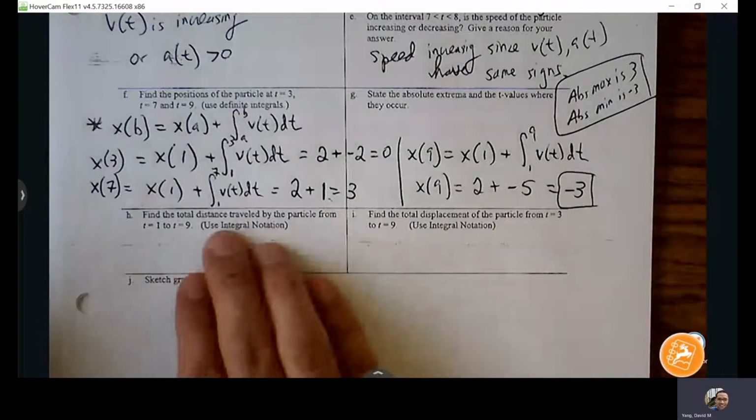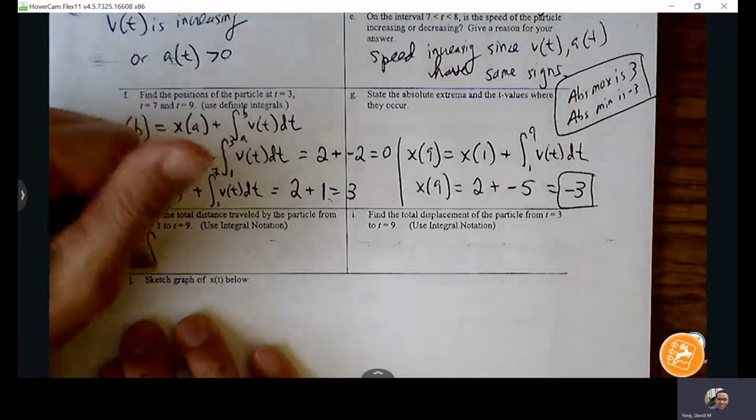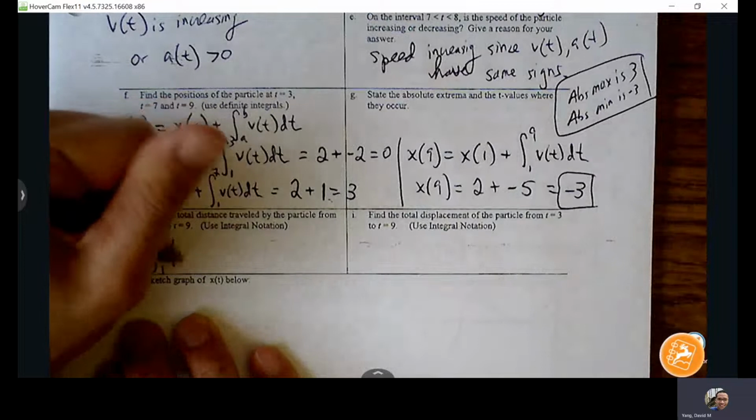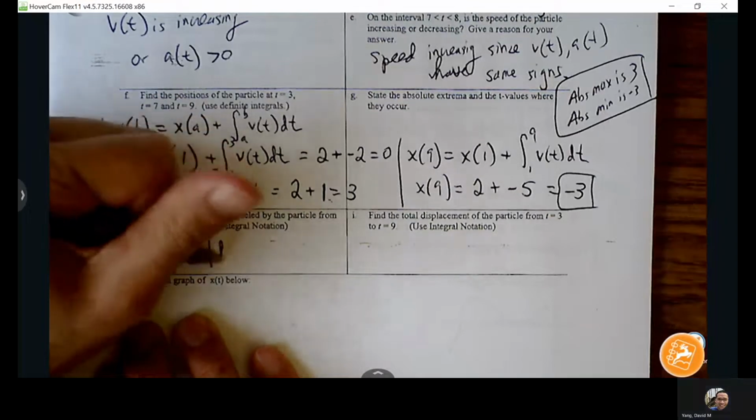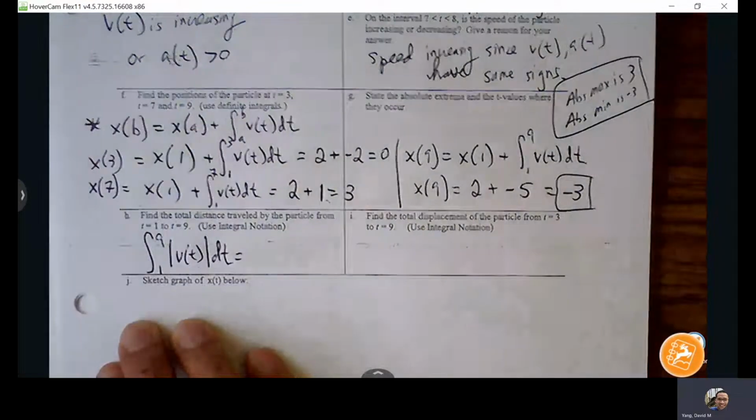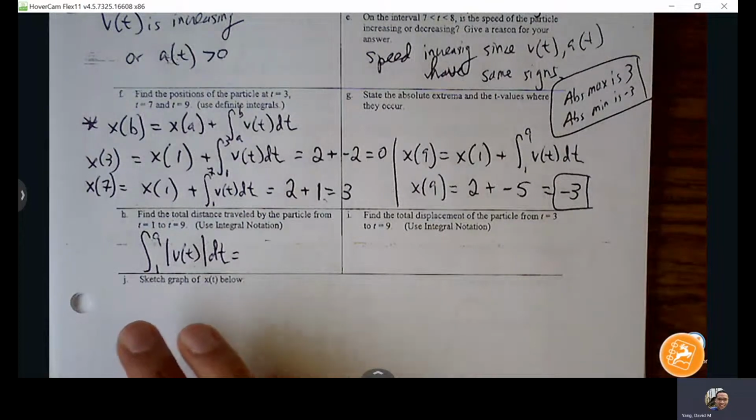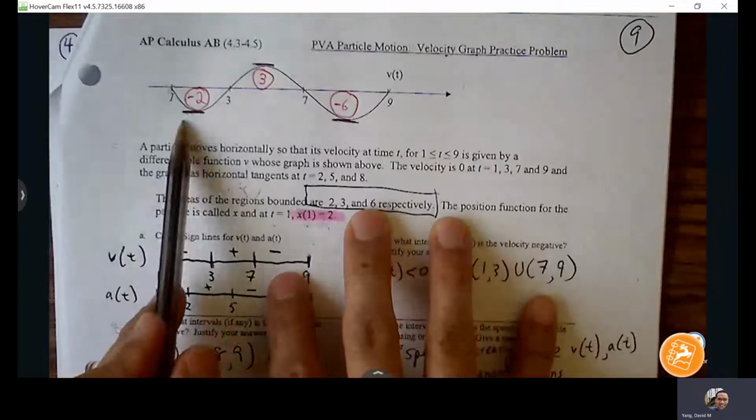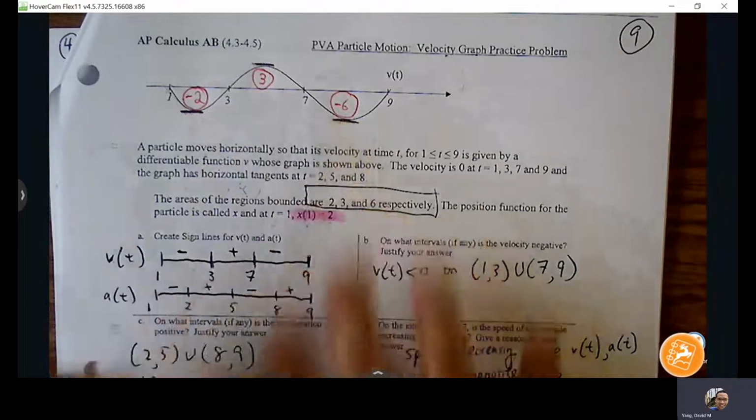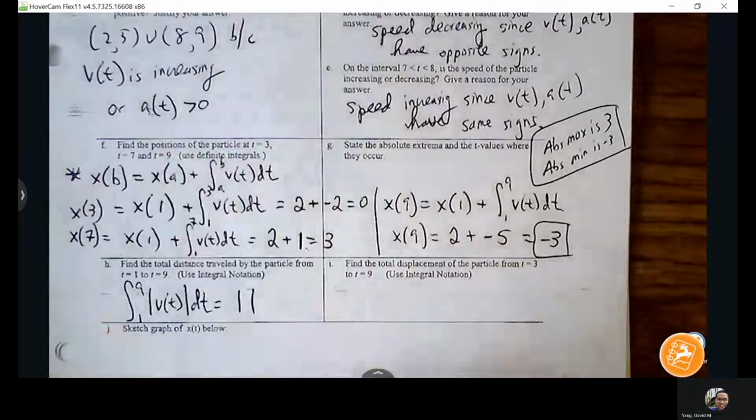Okay, part H, find total distance. Remember, total distance is just the definite integral of your absolute value of v of t. So total distance traveled, you just look at the areas and you just add up, treat all of them as positive values. So 2 plus 3 plus 6 is 11.